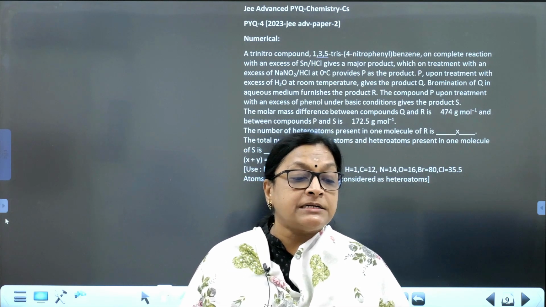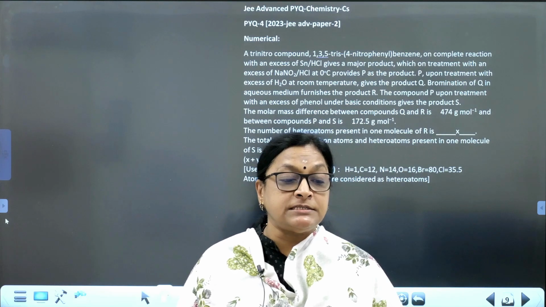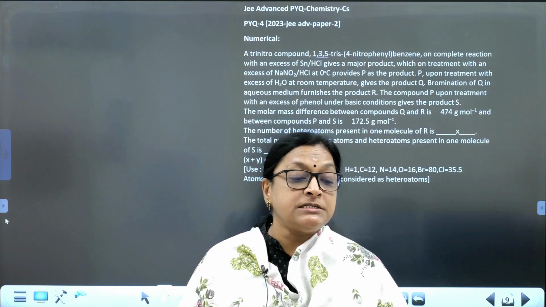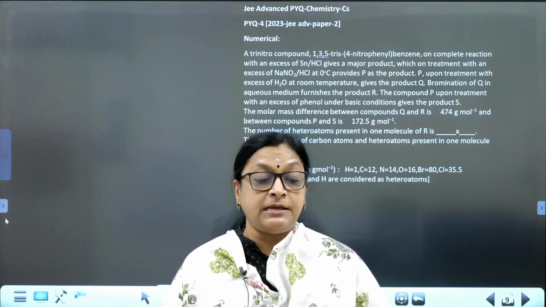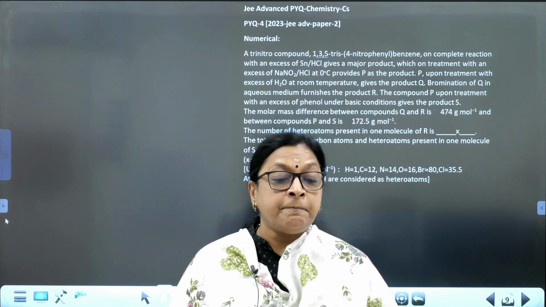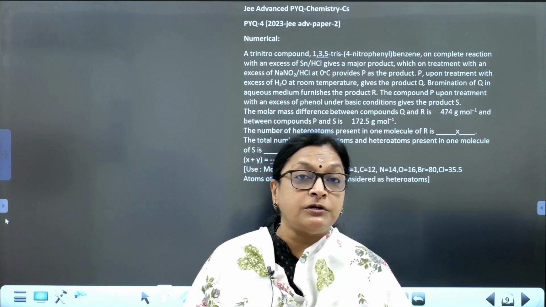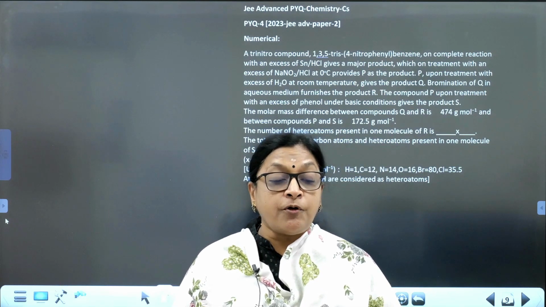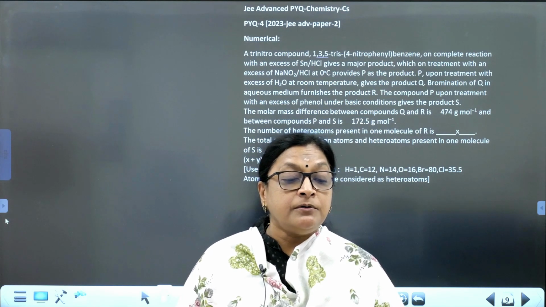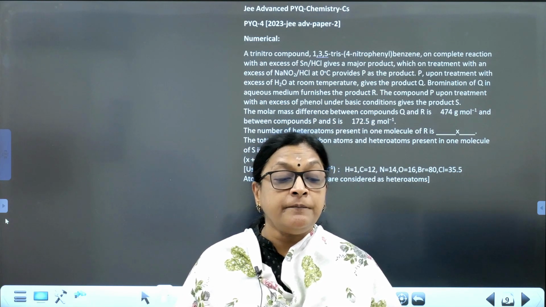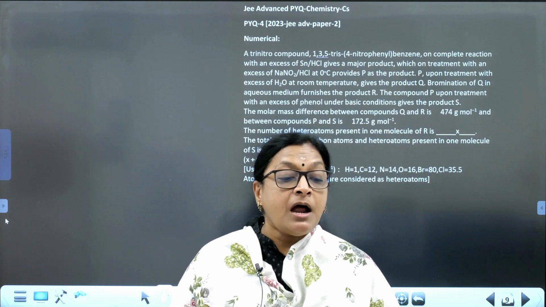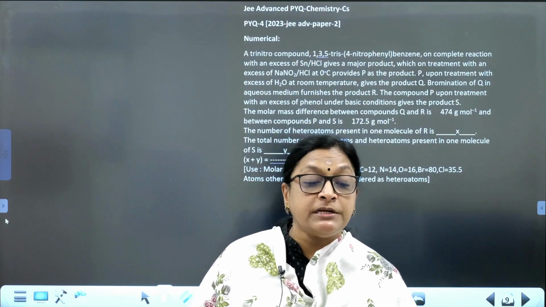On complete reaction with an excess of tin in HCl gives a major product, which on treatment with an excess of NaNO2 in HCl at 0 degrees Celsius provides P as the major product. Upon treatment with excess of water at room temperature gives product Q. Bromination of Q in aqueous medium furnishes the product R. The compound R upon treatment with an excess of phenol under basic conditions gives the product S.